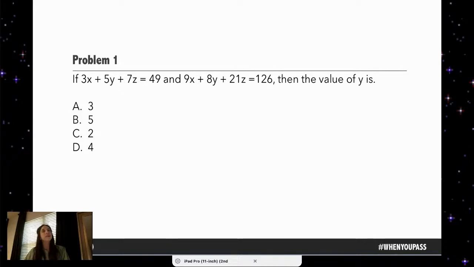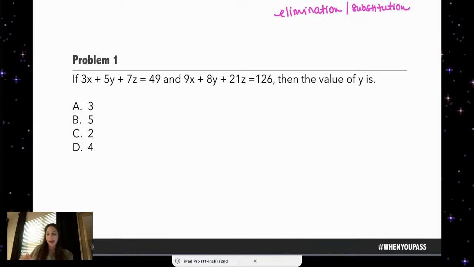Now, typically when we see equations with two variables, we're looking at elimination or substitution. When we're looking at something with three variables, we're also going to look at using either elimination or substitution. Substitution is going to be really hard in this case because we don't have any variables that are isolated already. We would have to isolate a variable and plug it in, and you're still going to be left with two variables.